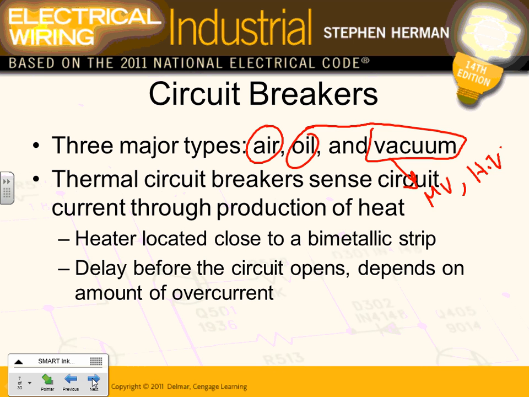Oil and vacuum, mostly for medium voltage and high voltage circuit breakers. A lot of us, most of you, if you're working for the building, you're dealing with air circuit breakers. That will be from 15 amp all the way to 6,000 amp, and the voltage is 600 volt. That's basically what you're dealing with here, right?